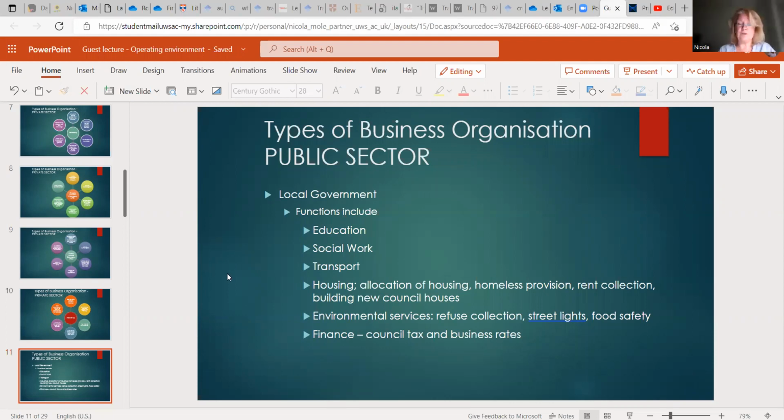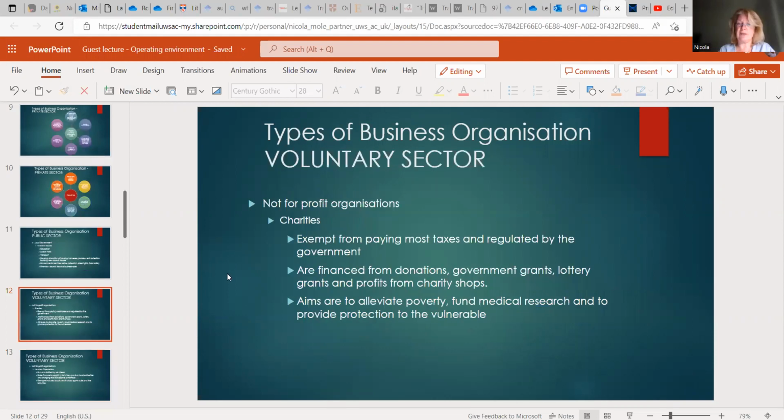We also need to consider the voluntary sector. It can be quite large in many economies. We call it not-for-profit organisations. So usually they don't pay taxes and they are regulated by the government. They get their money from donations from individuals like you and I, from government grants, from lottery grants, and profits from charity shops. So people might sell secondhand clothing.